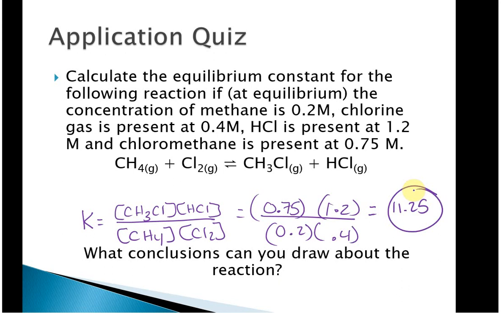That's okay. Your K value can range from 1 to the negative 10 to, I don't know, 100 billion. Those are the numbers that you may see this semester. This 11.25 is bigger than 1. And so we can tell that if we were to mix methane and chlorine gas together, it's going to be a product-based reaction. So at equilibrium, we're going to have a lot more chloromethane and a lot more hydrochloric acid than either of our reactants.